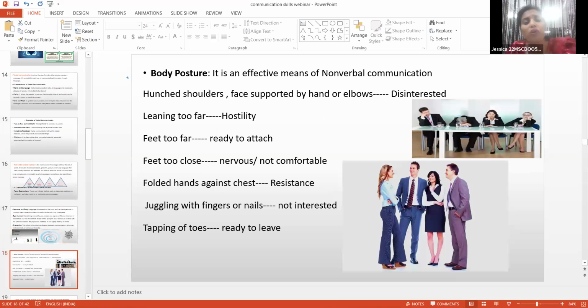Next very important aspect of non-verbal communication is the body posture. Now, it is an effective means of non-verbal communication. For example, if I am sitting with hunched shoulders, face supported by our hands or elbows, this definitely shows the patient that we are disinterested.